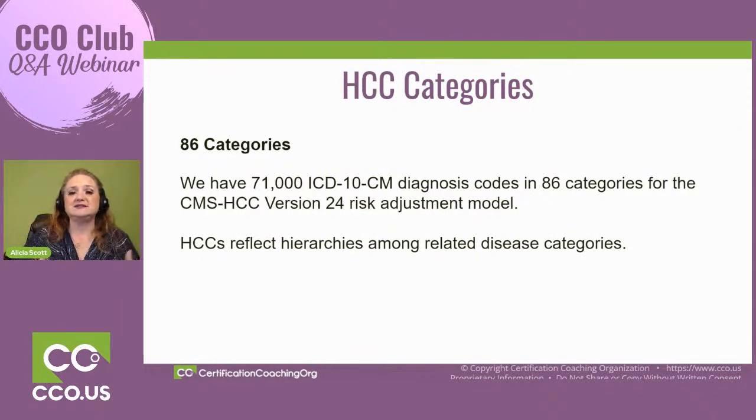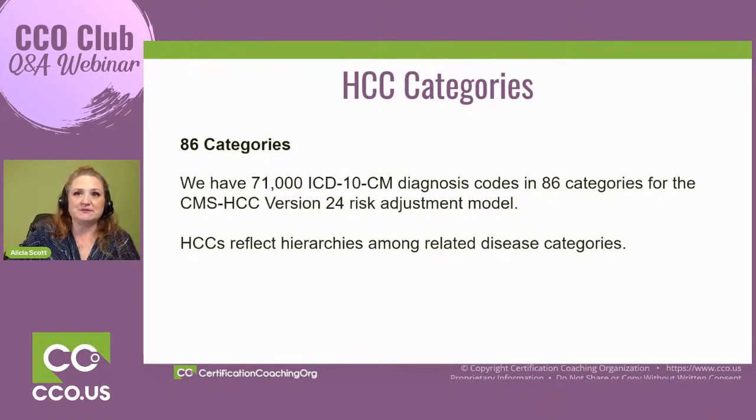The HCCs reflect the hierarchies among the related diseases. Thus, 17, 18, and 19 are diabetes. So diabetes with complications, without complications, and so on. And it just so happens that the lower the HCC, the more value it has. That isn't necessarily true for all of them, so don't think of it that way. But we call it trumping. So an 18 trumps a 19, and a 17 trumps an 18 and 19 because it pays out more. It's more severe.